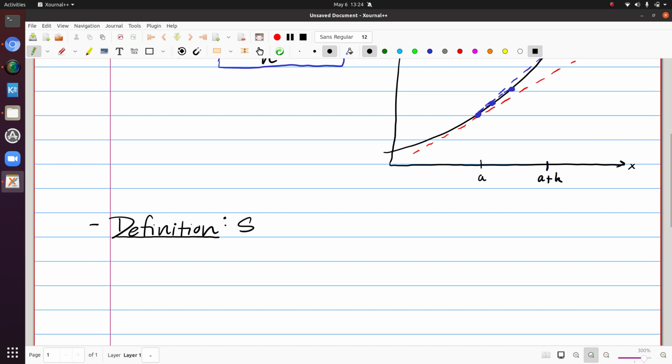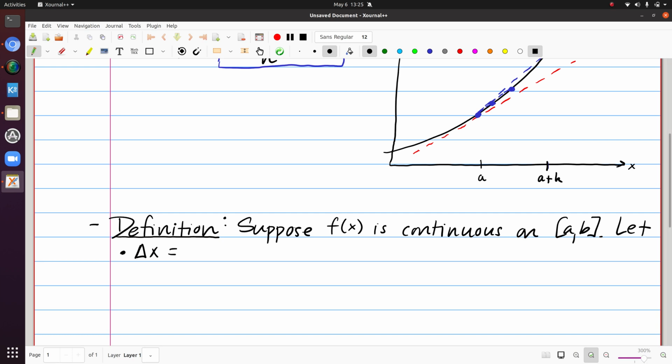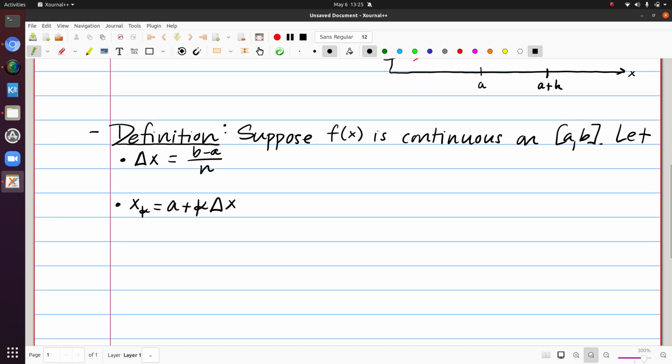And so I'm going to set up the kind of structure much in the way we did with Riemann sums. So suppose f of x is continuous on the closed interval from a to b. We're going to define, much like we did with Riemann sums, delta x to be the length of the interval divided by n. We're going to define xk to be a plus k times delta x. So those are exactly the same way we talk about those with Riemann sums.